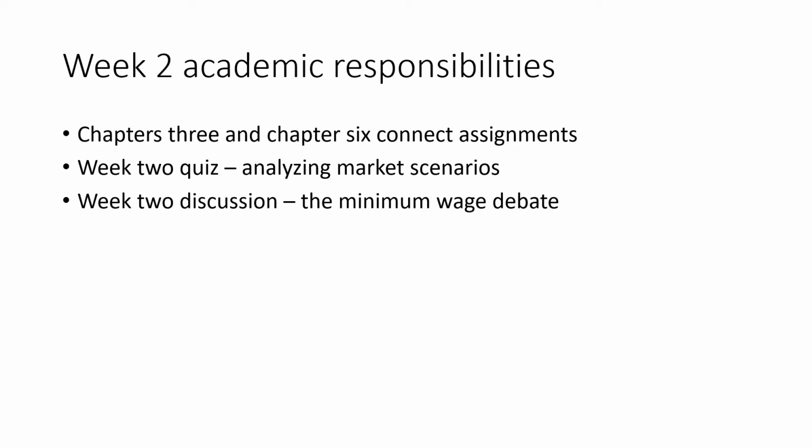As you are already aware, the academic responsibilities for this microeconomics course are equally distributed among the 7 weeks of the course offering. Students are responsible to complete the same three types of academic responsibilities each week: Connect assignments, weekly quiz, and weekly discussion. Week 2 Connect assignments, Chapter 3 and Chapter 6. Please be certain to tackle Chapter 3 and Chapter 6 Connect assignments this week. Stay on course with the Connect assignments.